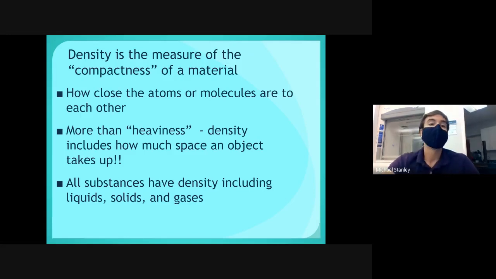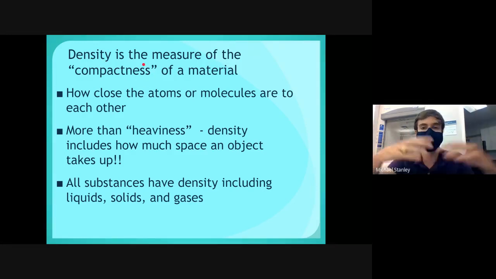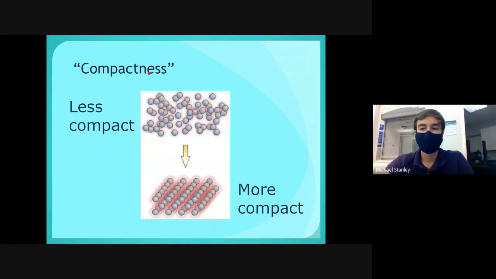When you do that, you're increasing the density of your trash. You're increasing how compact your trash is. You're fitting more and more trash into the same size space. So we can think about it as particles or atoms. We can think about it as trash, but the same concept applies.